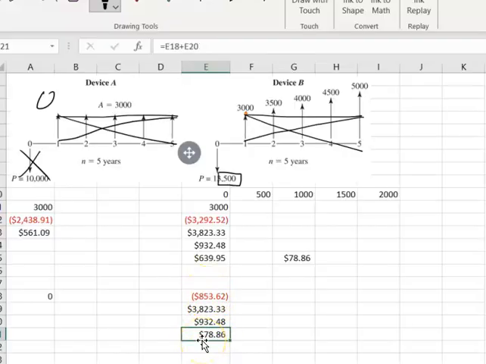So we get 78.86. And of course, since now device B is offering higher payment in comparison to device A, we are going to choose that. But one question: you notice here that the payment is $78 more than the payment of A in this new calculation, because one of them is 0, so it's very easy to calculate the difference of the other one, 78.88.